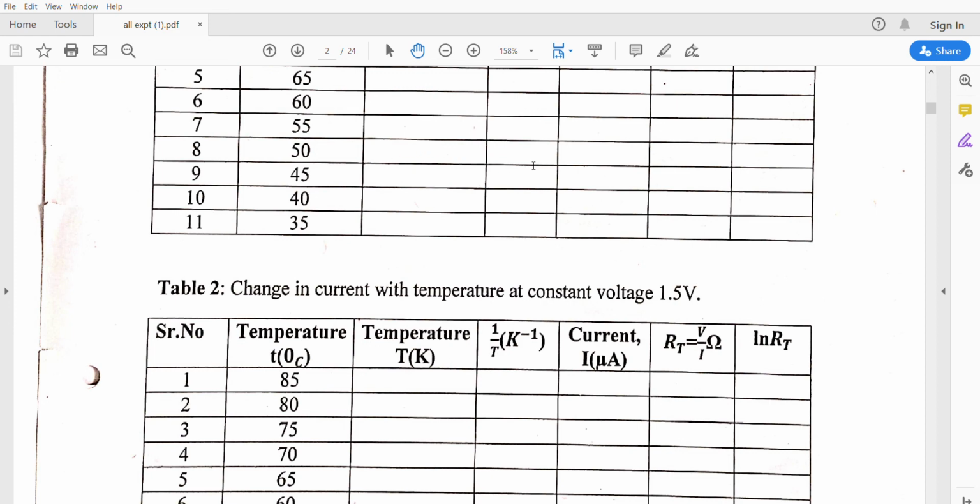Why does semiconductor conductivity increase with increase in temperature? Increase of temperature decreases the band gap. Due to that, the semiconductor's conductivity increases.